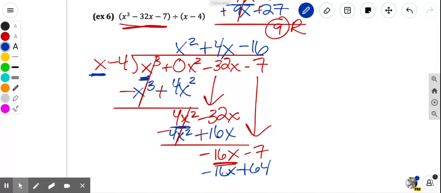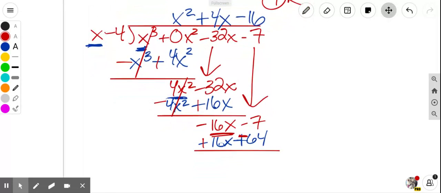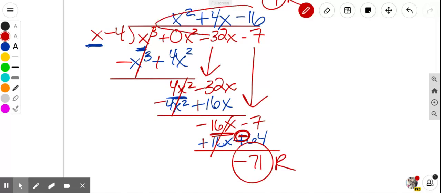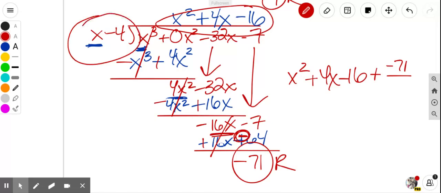And then we're subtracting again. So we're changing both signs. So this has become positive. This is now negative. So negative 16x and 16x is gone. Negative 7 and 64 is negative 71. So that's your remainder. Remember, answer is quotient, so x squared plus 4x minus 16 plus remainder, negative 71, over divisor, x minus 4. So here's your final answer.